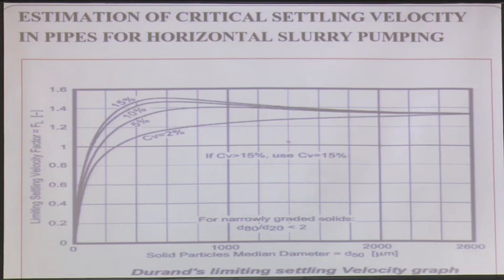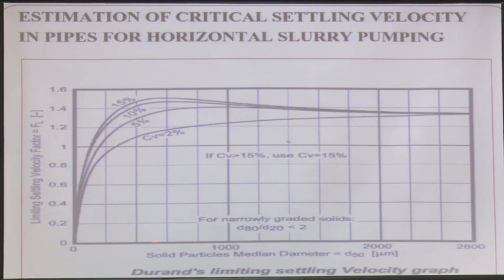He did a lot of study and based on that he developed a set of curves depending on the CV of the slurry, that is the concentration volume by volume: 2%, 5%, 10%, 15%. This is for narrowly graded particle size. What do you mean by narrowly graded? You have to see the ratio of D80 by D20. If D80 by D20 is less than, I would say, less than 4, they are telling less than 2, then this set of curves is valid.